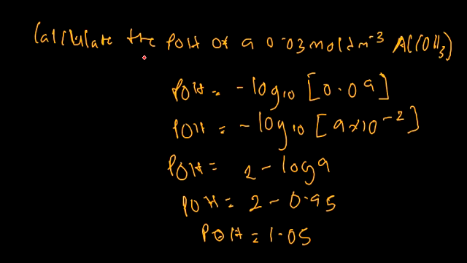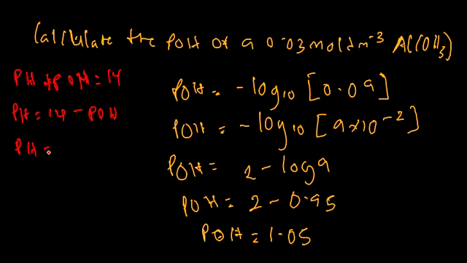pH plus pOH is equals to what? Is equals to 14. pH will be equals to 14 minus pOH. pH will be equals to 14 minus 1.05, that is 12.95. And that is how to solve questions on pH and pOH without using the scientific calculator.